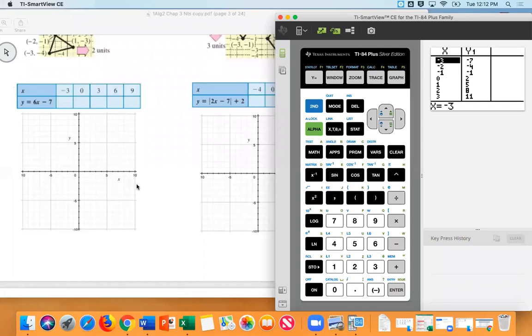All right, so 3.1 part 2. That's how I keep myself kind of organized here. Got it, Jake? See? Oh, yeah. That's how I keep myself organized.